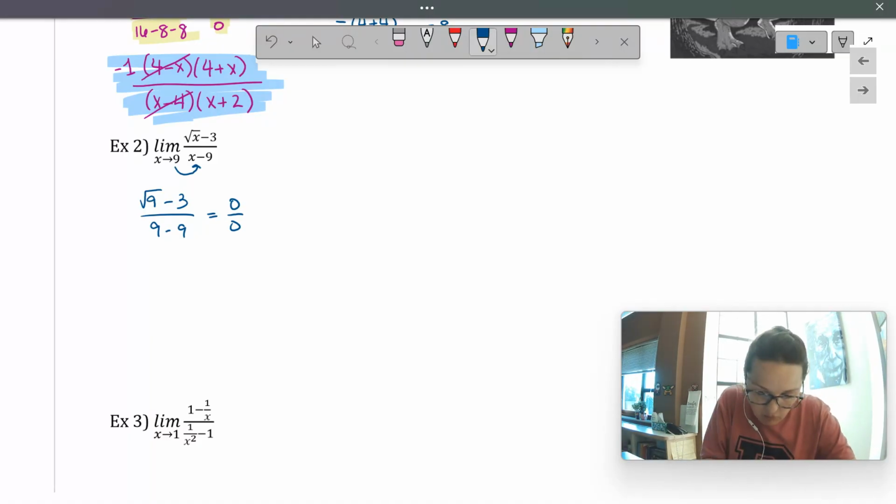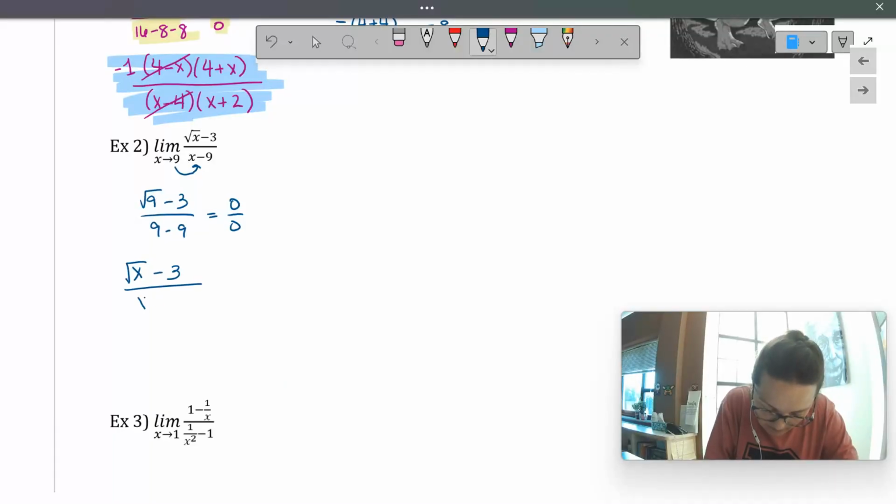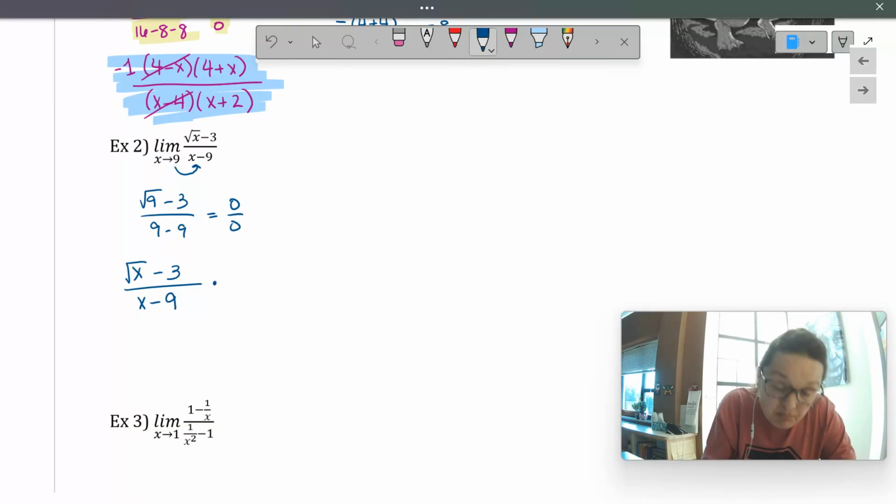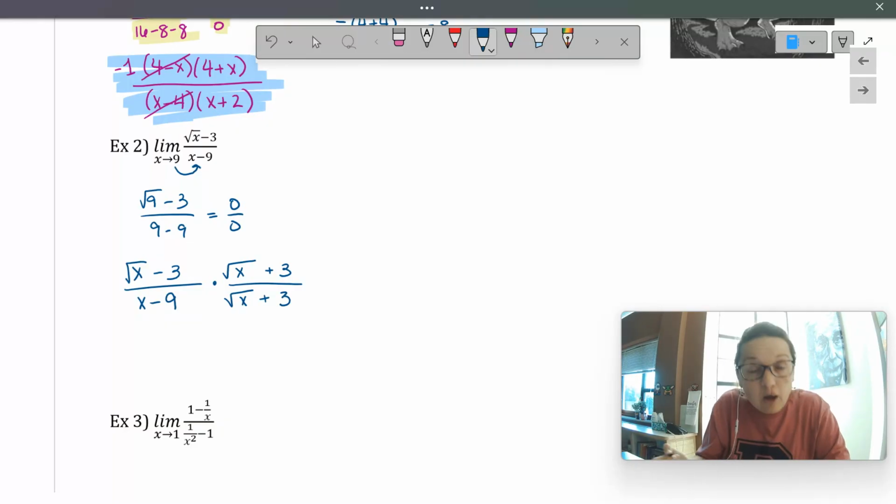So I'm going to say, well, how can I deal with this? Well, I have the square root of x minus 3 over x minus 9. One of the things you might have learned in Algebra 2 or in pre-calc is that you can rationalize expressions. And so I'm going to rationalize this and say, you know what, my numerator has a radical on it. And simply because I can, I'm going to multiply the numerator and the denominator by the conjugate of that numerator.